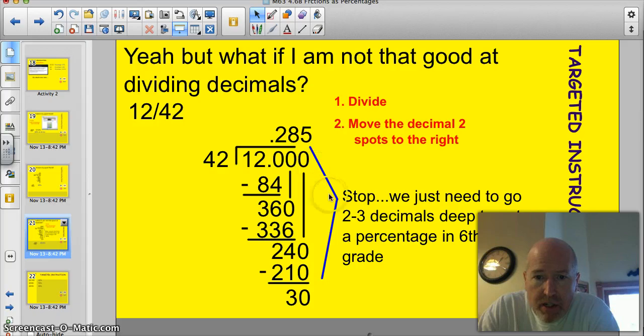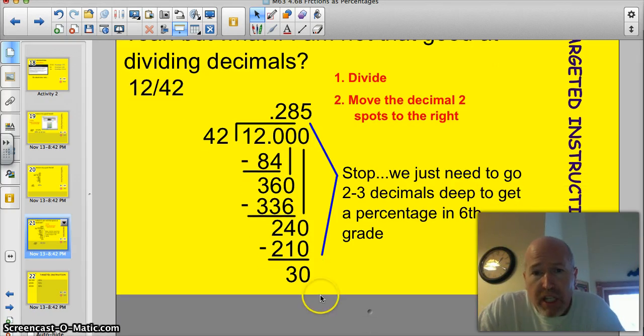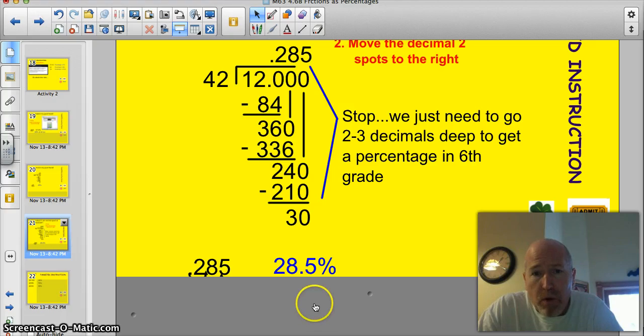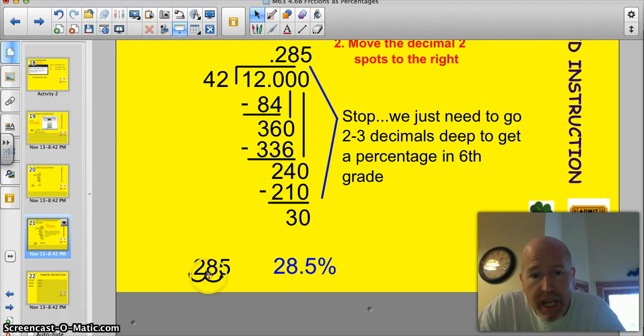And what I said here is don't freak out now. We can just stop. We've done it 3 spots, and that's going to give us a decimal plus an extra percentage point as well. So if you take a look at the answer here, if you move that decimal 2 spots to the right, you've got 28.5%. And again, if you want to call that 29%, that's fine. It does continue to go on, but in 6th grade, let's just go 3 decimals deep. And if you can't do that, do 2 decimals deep. I thought that'd be fair.